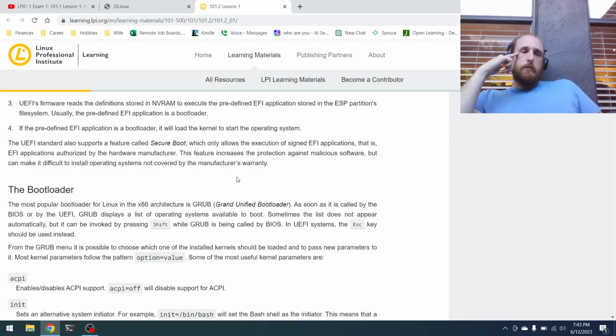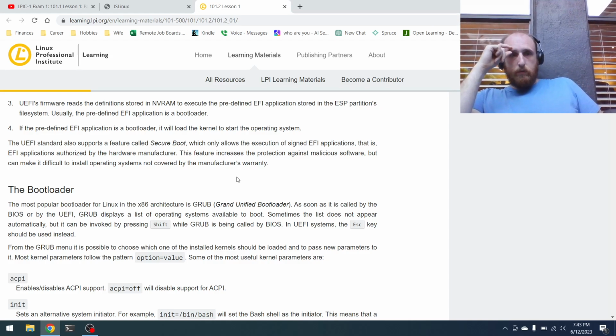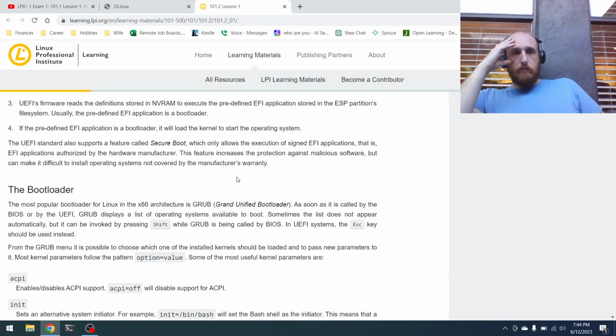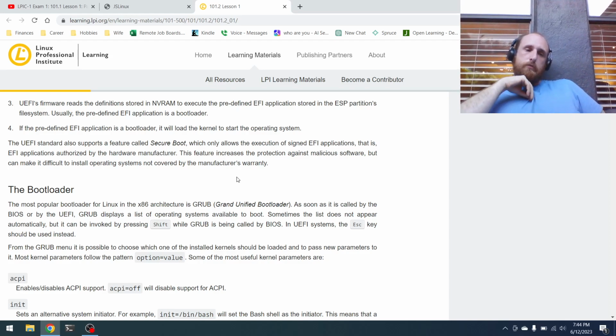The EFI standard also supports a feature called Secure Boot, which only allows the execution of signed EFI applications, that is, EFI applications authorized by the hardware manufacturer. This feature increases the protection against malicious software, but can make it difficult to install operating systems not covered by the manufacturer's warranty.